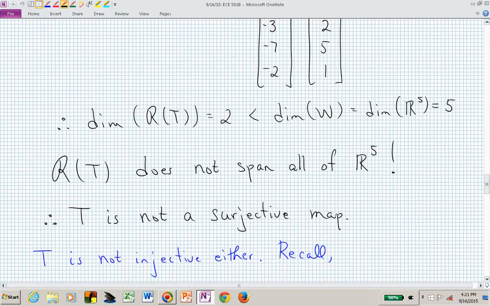T is not a surjective map, obviously, because 2 is less than 5. Now we knew why we learned that in elementary school, right? Inequalities. We learned that 2 is not quite as big as 5. And now we're using that high-powered math in college. In graduate school, no less.